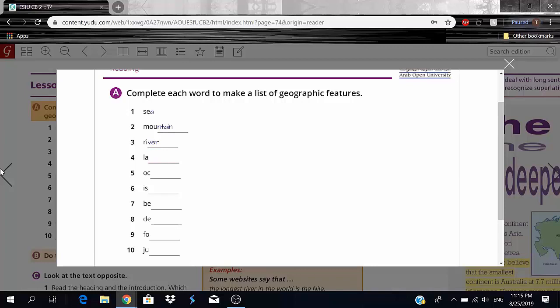And then land. And what do we have after that? We have ocean. You guys know what an ocean is, right? And then we have island, okay? S is silent. Then number 7, beach. Then we have desert. Then we have forest. And finally we have jungle. Okay? So sea, mountain, river, land, ocean, island, beach, desert, forest, and jungle. Okay?